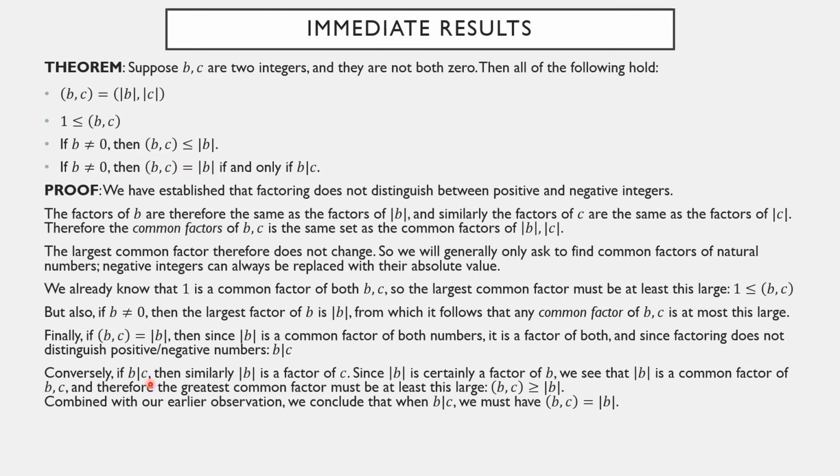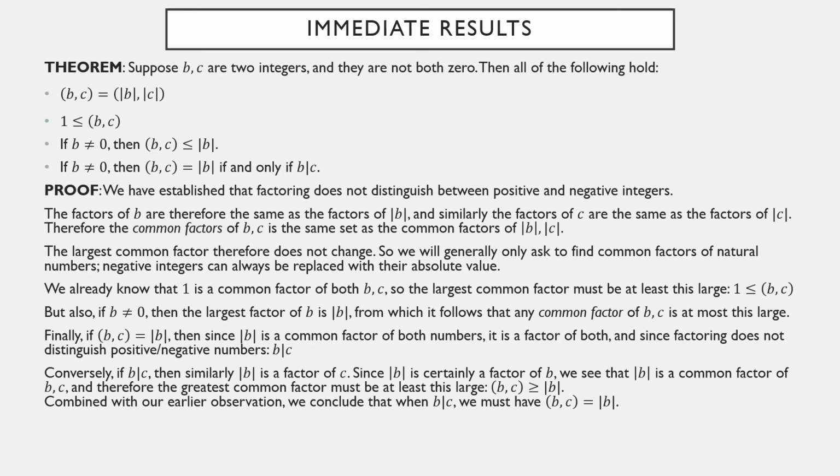Factoring doesn't care about positives and negatives, so the absolute value of b is a factor of c. It's definitely a factor of b, therefore it's a factor of both, it's a common factor. Since the absolute value of b is one such common factor, the biggest of all common factors can't be any smaller than one common factor that we found. But now I have the greatest common factor is bigger than or equal to the absolute value of b. We've already established it's less than or equal to, so it must be equal to it.